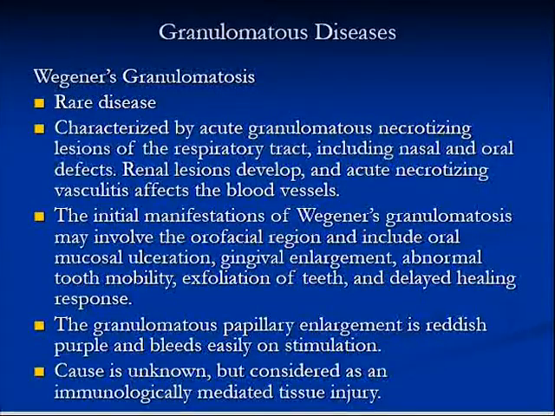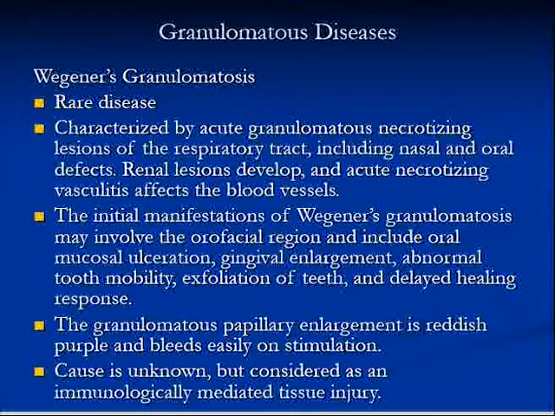Next is granulomatous disease, under which is Wegener's granulomatosis. It is a rare disease characterized by acute granulomatous necrotizing lesions of the respiratory tract, including nasal and oral defects. Renal lesions develop and acute necrotizing vasculitis affects the blood vessels.